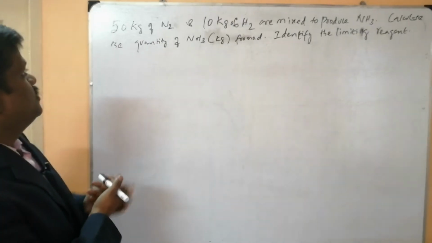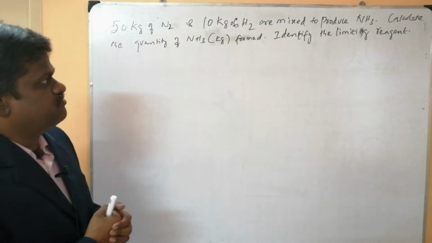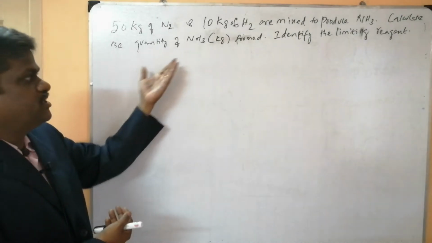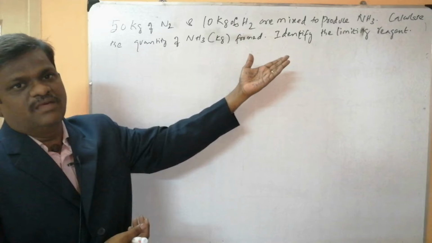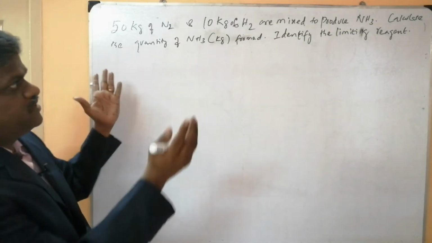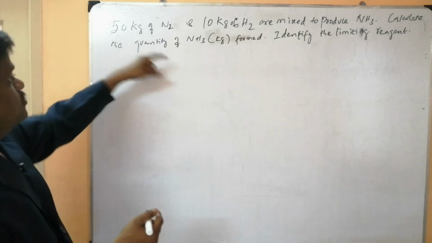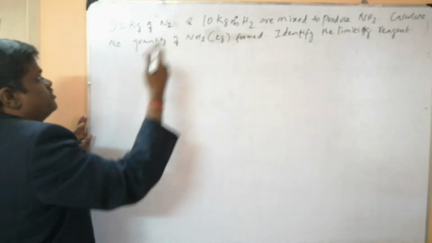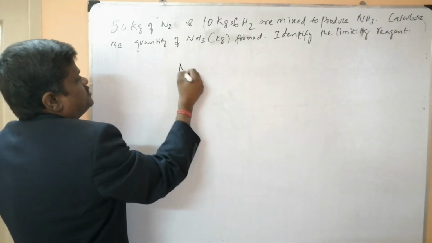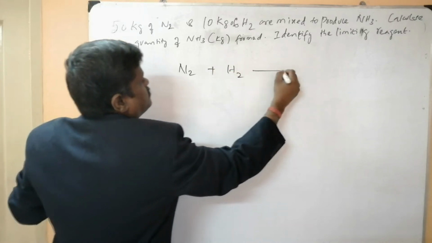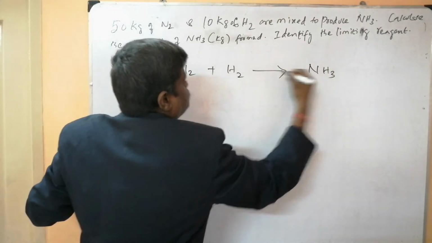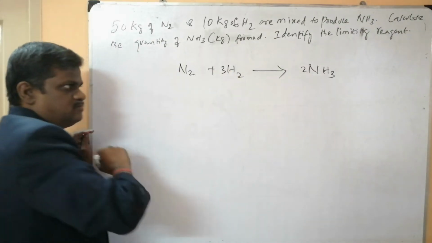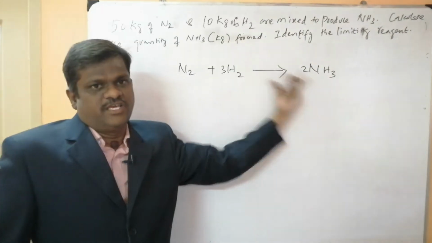The problem is: 50 kg of nitrogen gas and 10 kg of hydrogen are mixed to produce ammonia. We have to find the maximum quantity of ammonia produced and the limiting reagent. So what should we do? First we write the standard recipe, the equation: nitrogen and hydrogen give ammonia. This is not balanced, so we have to balance it. Finally we got a balanced equation.